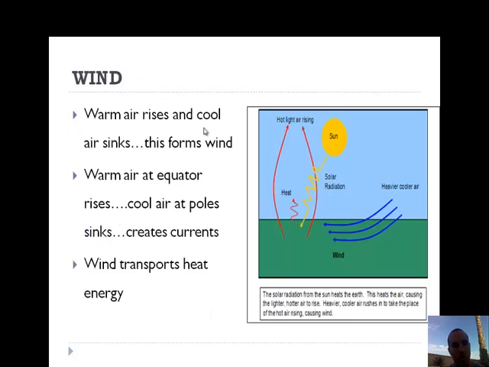So for wind patterns, warm air rises, cool air sinks, and this is what forms wind. Warm air at the equator rises, cool air at the poles sinks, and this creates currents between the equator and the North Pole, or the equator and the South Pole. And wind's going to move that heat energy around.